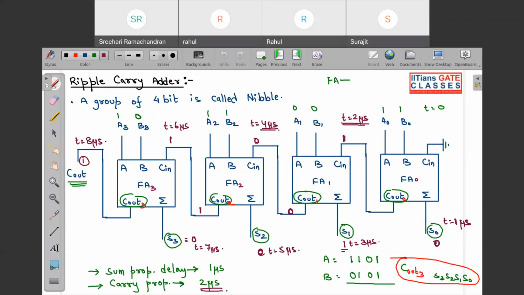So the complete output is all this: Cout 3, S3, S2, S1, S0. S3, S2, S1, S0 were completely generated by the 7th microsecond, but we needed to wait 1 more microsecond, up to 8 microsecond, to get this C out. Tell me if this is clear to both of you, Shriyari and Surjit. Is it clear? Clear, sir. Okay. Now case 2. Assume sum propagation delay is 2 microsecond and carry propagation delay is 1 microsecond. Now look what happens.